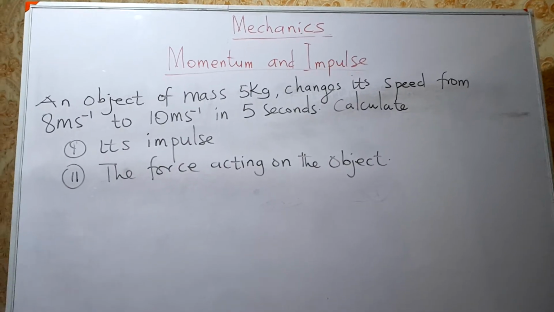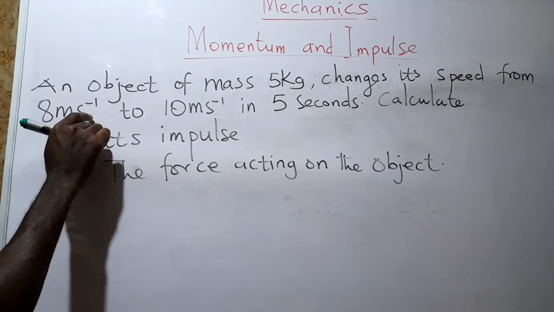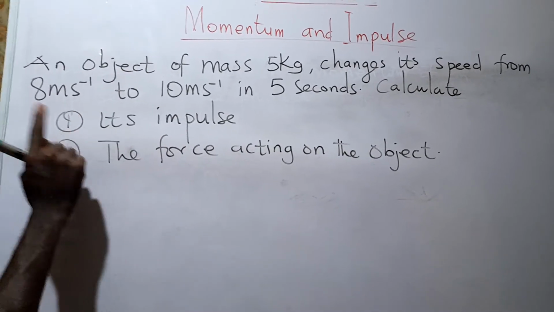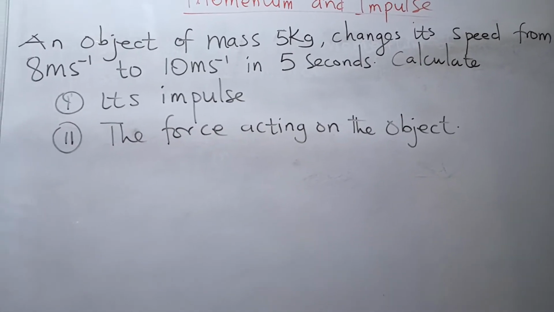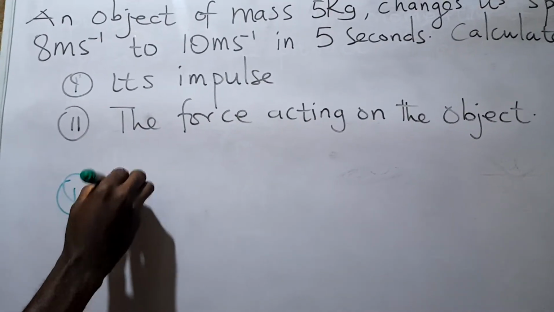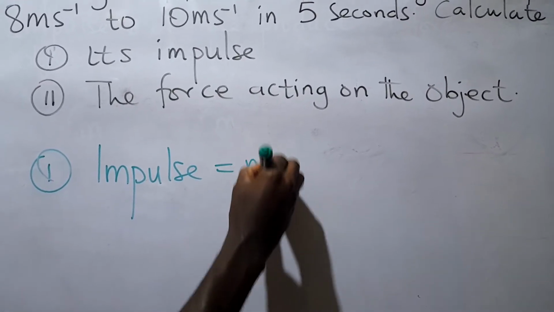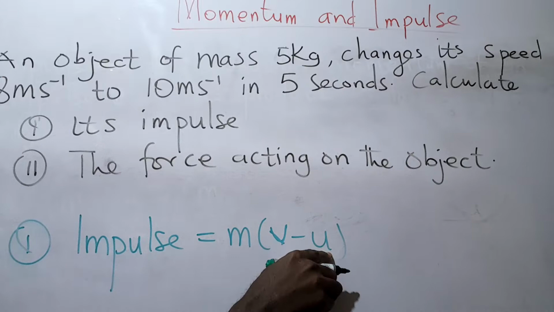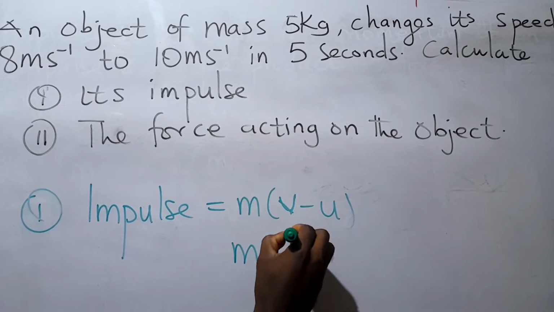Now let's look at this question. An object of mass 5 kg changes its speed from 8 meters per second to 10 meters per second in 5 seconds. Calculate 1, its impulse, and 2, the force acting on the object. So now let's see how we do that. Remember, we said the impulse is a change in momentum. So impulse is equal to m times (v minus u), where u is the initial velocity and v is the final velocity. Now our mass m is 5 kg.